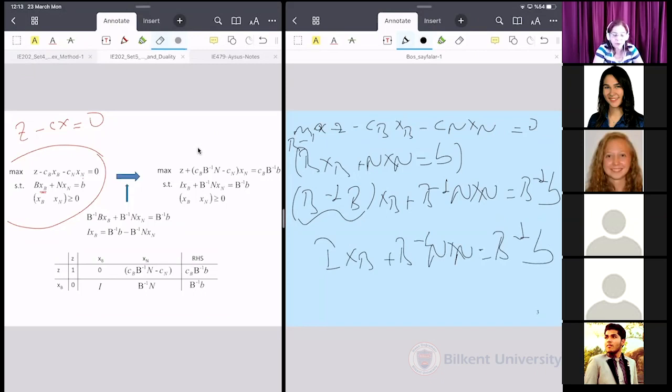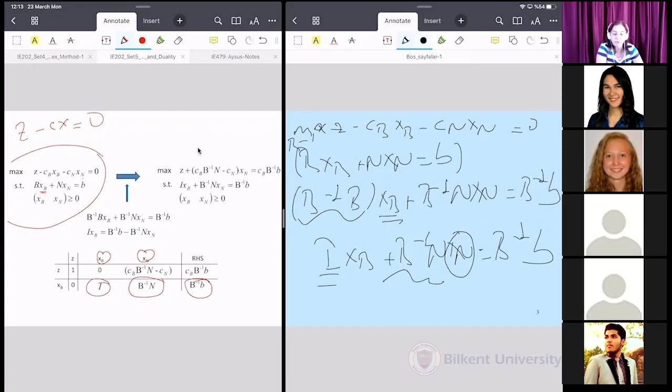So be careful what's in here. The non-basic variables' coefficients are actually B inverse N. Basic variables' coefficients are identity. And in the right-hand side, I have B inverse b. This is my simplex table. Remember, we have identity. Here they are. And this is the reason.